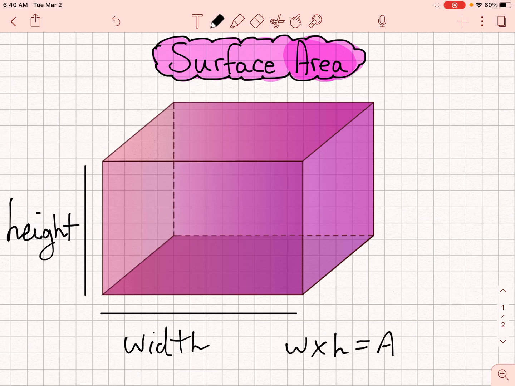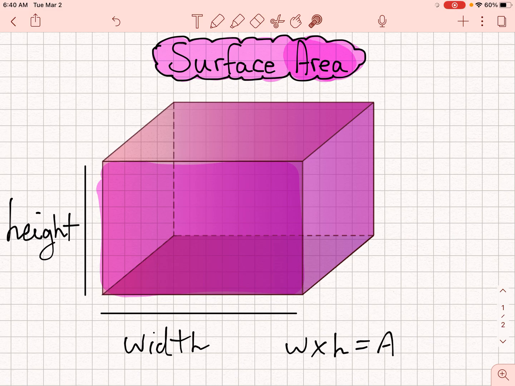So if I measured the width times the height of this surface here, let's go and just outline this surface here, that would tell me the area of that pink rectangle. But there are many more rectangles on this shape. In fact, there are 6 because it's a rectangular prism. There's the front here, the back, the 2 sides, and the top and the bottom.